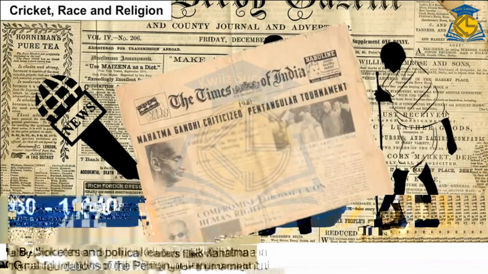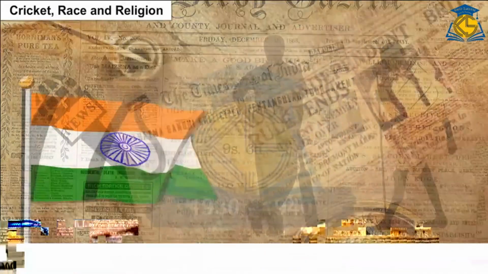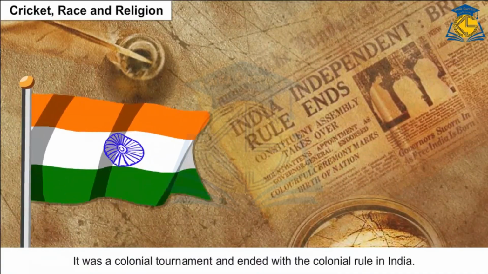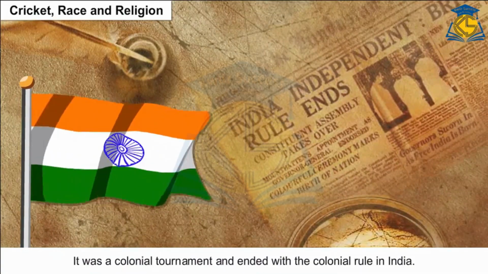By the late 1930s and early 1940s, journalists, cricketers, and political leaders like Mahatma Gandhi began criticizing the racial and communal foundations of the pentangular tournament with 5 teams. It was a colonial tournament and ended with the colonial rule in India.